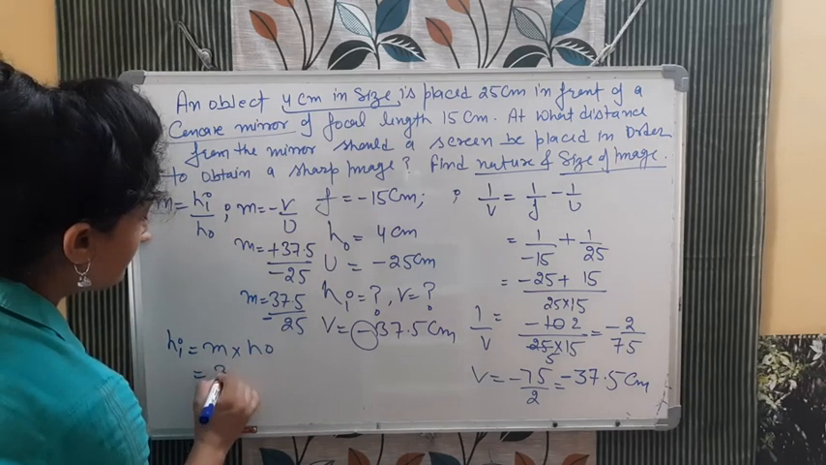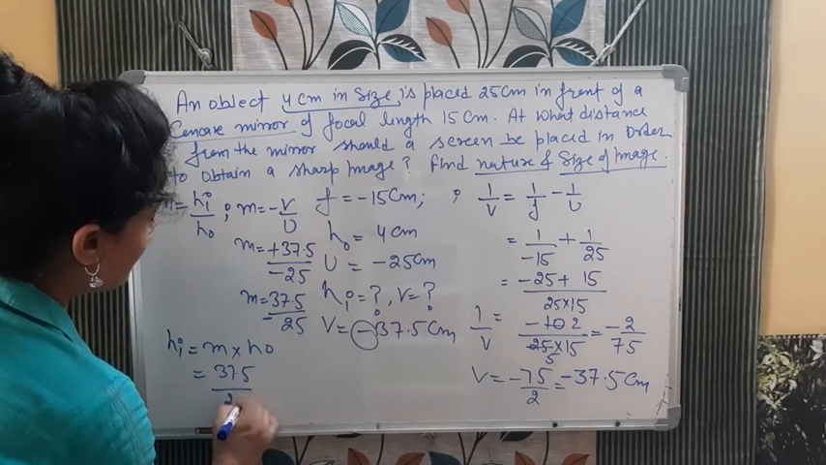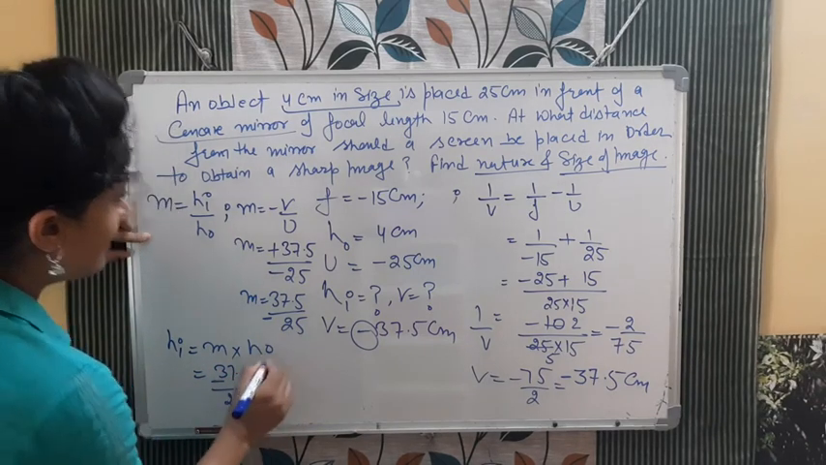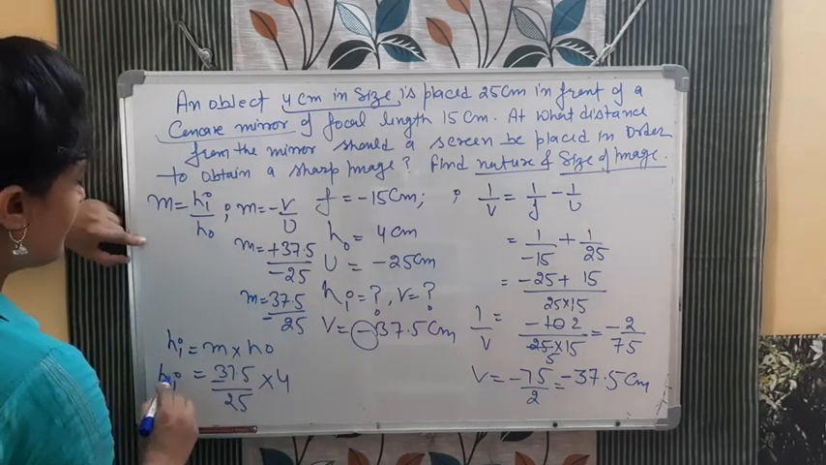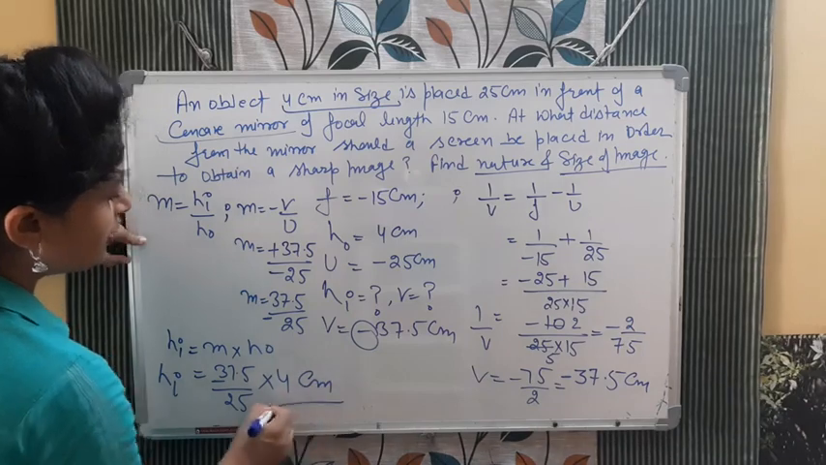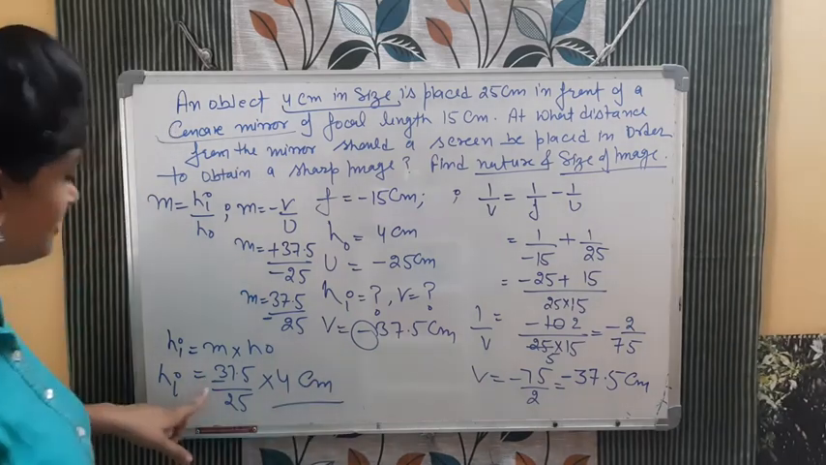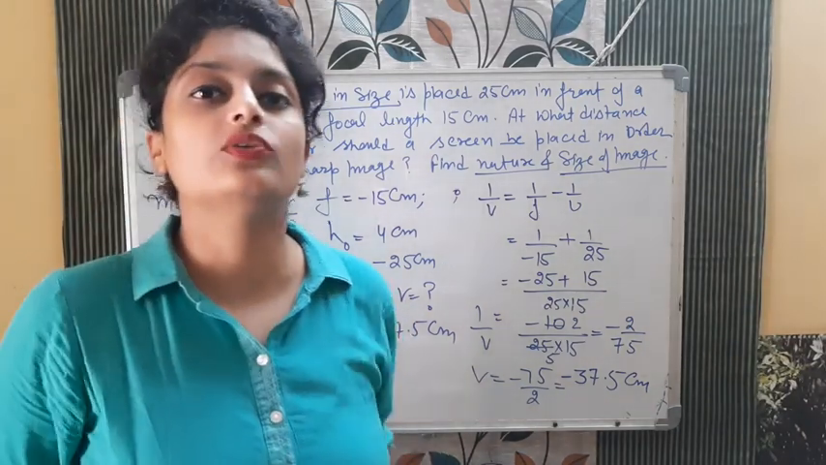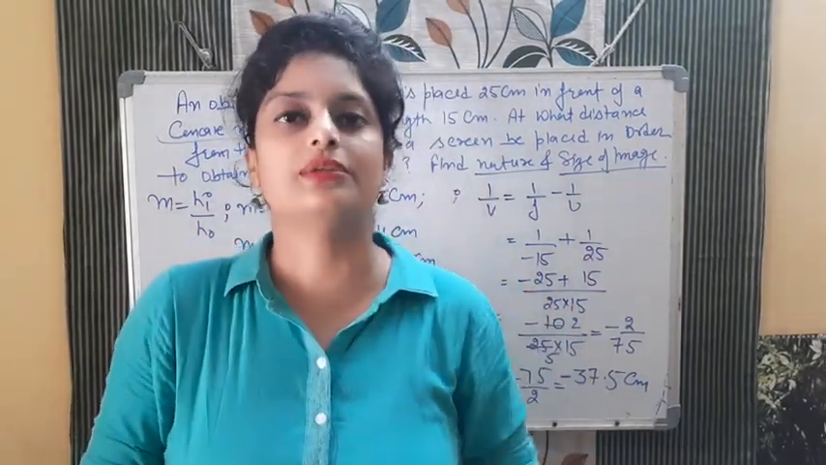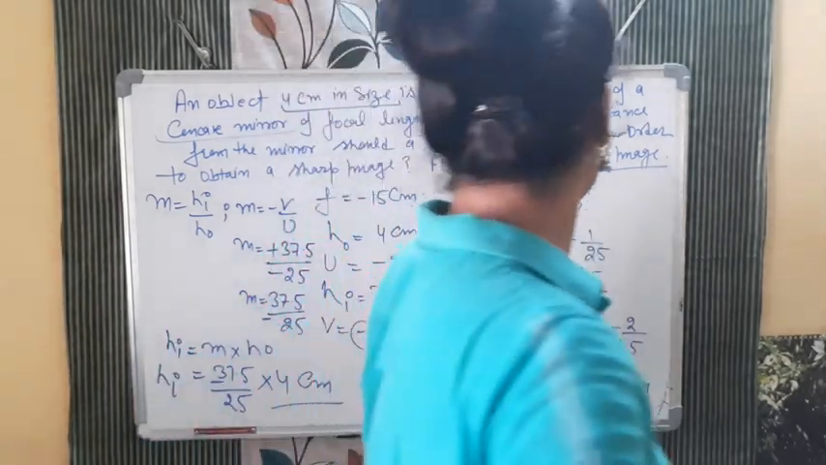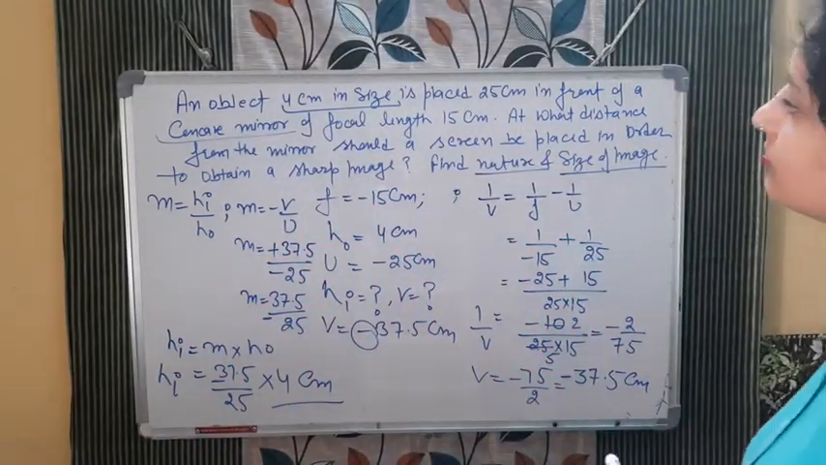M क्या है? 37.5 by 25 minus and into ho, height of object 4. ये यहाँ पे हो गया. So this is what, height of image in centimeter. You can calculate it from here. And this is what? Negative. क्योंकि real है तो क्या होगा? Inverted. तो height भी क्या होगी? Negative होगी because it is downward the principal axis. Okay. So this is the question that you need to understand.